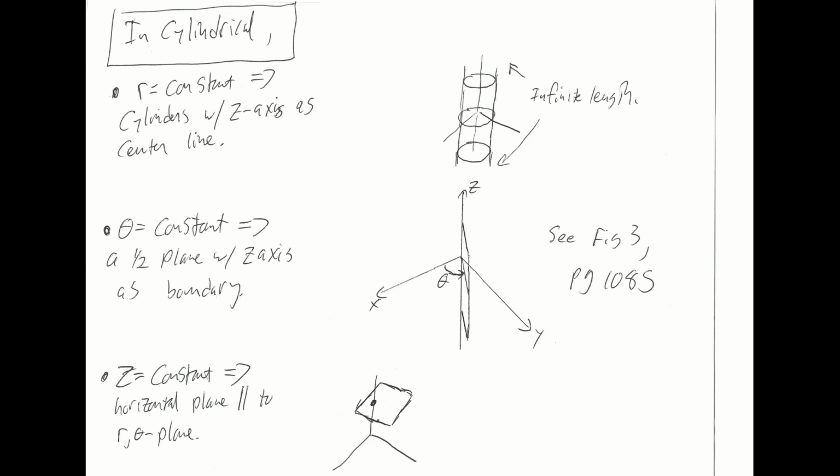So, moving on, let's take theta equal to a constant. This is going to give us a half plane with the z-axis as its boundary. I redrew this picture several times. I had to redo this slide several times. I'm still not as happy as I could be.